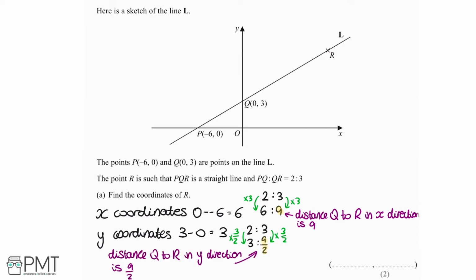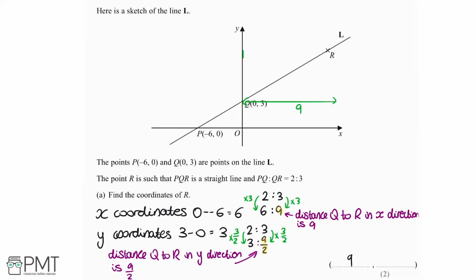So look at R. We want to know its position on the x-axis and its position on the y-axis. Well, we know that going from Q to R, like this, is a distance of 9. Well, that's the same as going from the origin to R. So the position of R on the x-axis is 9. So we can put in here an x value of 9.